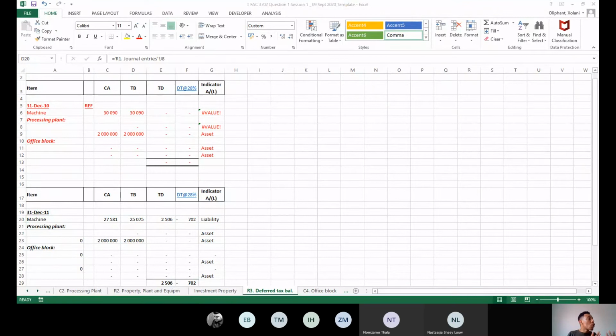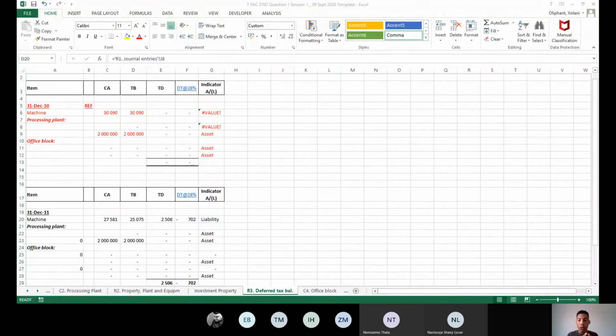Now, before I move on, we are done with the roasting machine. Roasting machine, we've done journal entries. Roasting machine, we've disclosed it in the note. Roasting machine, we've accounted for the deferred tax implication. So all the marks that we were sitting with for the roasting machine, you would have accumulated those marks, right? Before I move on to the next question, is everyone fine with the roasting machine? Okay, I assume everyone is fine with the roasting machine.